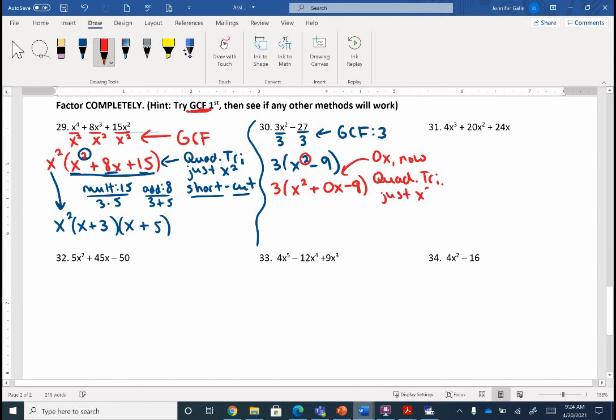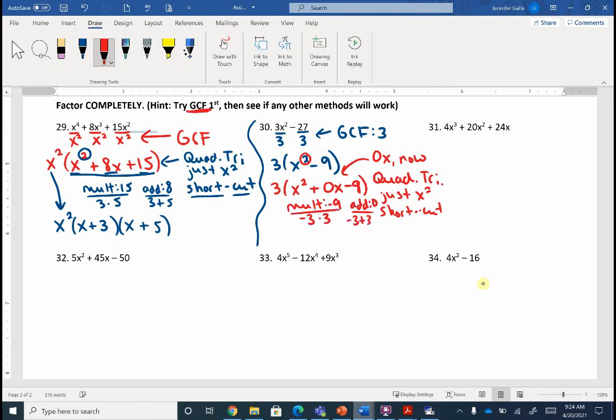It's just an x squared, so you can rock the shortcut if you want. Multiply to get -9. Add to get 0. -3 and +3 will work. X minus 3, x plus 3. Our original 3 GCF we need to bring down to the front of that.